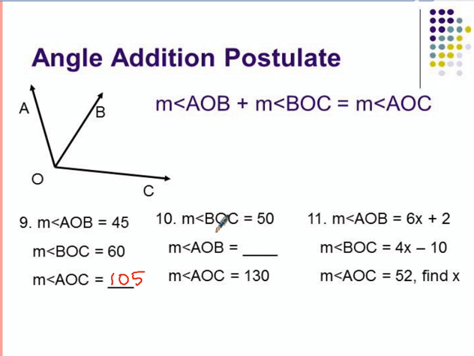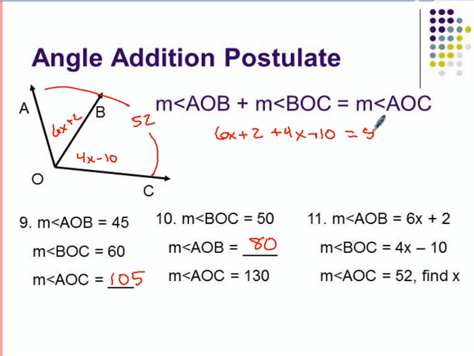Okay, let's try another one. Erase that. If BOC is 50, and we don't know AOB, but the whole thing is 130, how much is left? Yep, 80. And then maybe the hardest kind of problem with this is when we have expressions, because we're going to have to solve. AOB is 6x plus 2. BOC is 4x minus 10. And then we're looking for AOC is 52, and we're looking for x. So I'm going to say that 6x plus 2 plus 4x minus 10 equals 52.